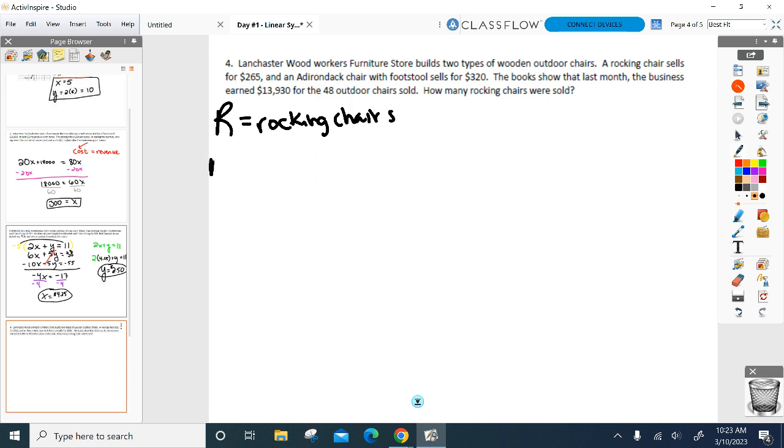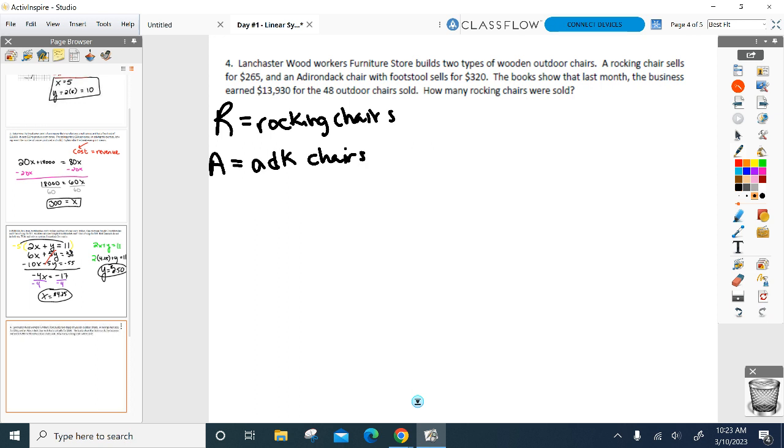And then we're also talking about an Adirondack chair, so I'm going A for Adirondack chair. Just let me know what your variables are, all right? So you make up your own variables. All right, now we got to come up with the equations. I'm going to try to make this easy on you. The money stays with money in the same equation. The money always stays together in the same equation.